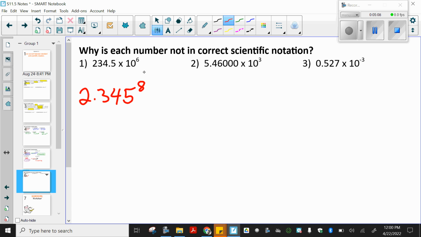All right? This one is wrong because it has these extra zeros. This one's easy. 5.46 times 10 to the third. We don't have to change the number because we're just getting the zeros at the end. This one, we're in the wrong spot here, so we want to go that way. 5.27 times 10, and we moved it to the right, so we're going to add 1 there, negative 4.